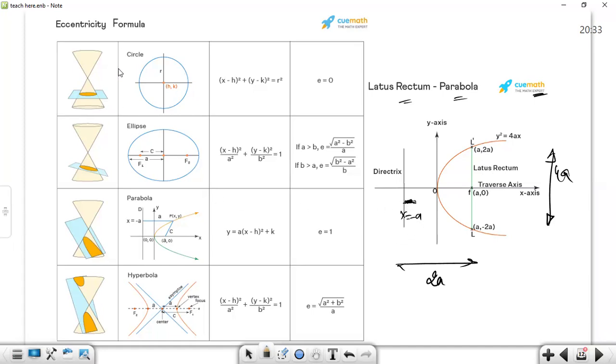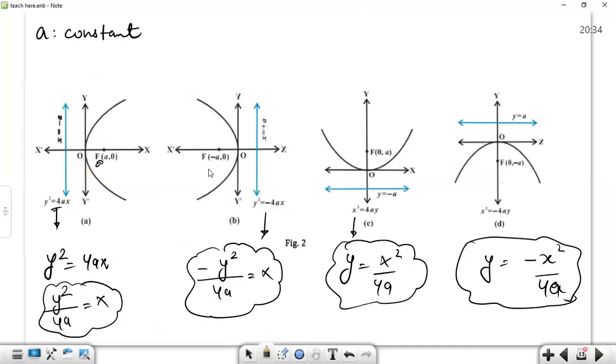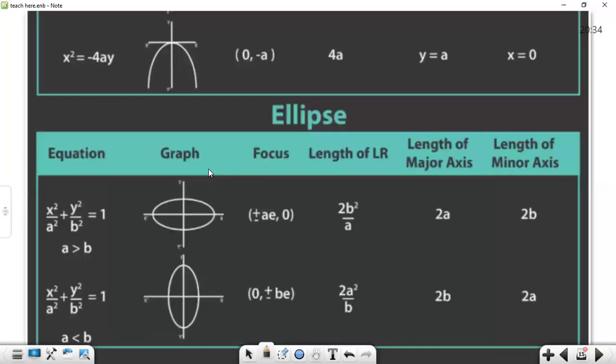So a circle we have already discussed. Ellipse is just a stretched form of a circle in which a square and b square are there, where a is the radius of the major axis and b is the radius of the minor axis, simply. And there are also cases of ellipse. You can see it.